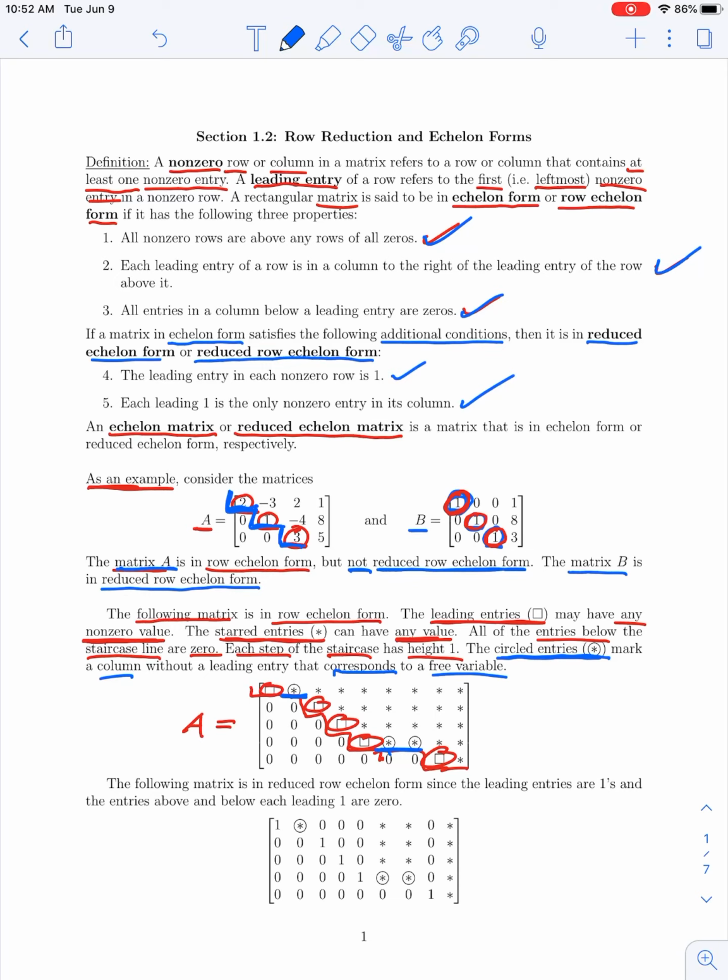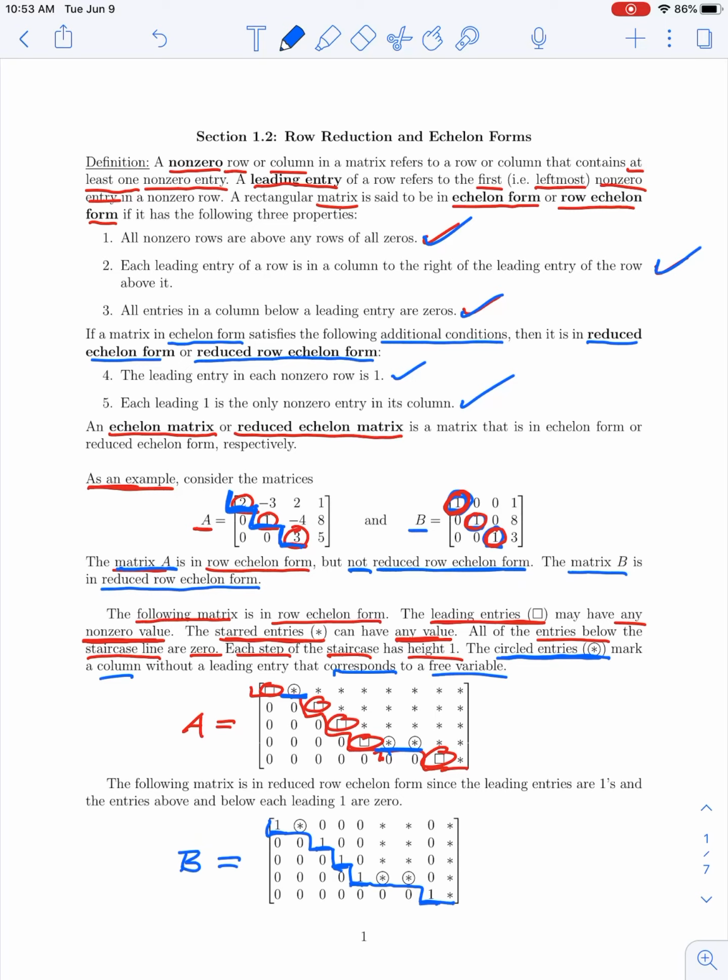So as a little more general example of a reduced echelon matrix, let's consider the following matrix B. So here, this is in reduced row echelon form. Notice that each of the leading entries in our row is a 1. And so we have this staircase pattern for our matrix. The height of each step is 1. And we see that we've got all zeros below that staircase line. So we have a matrix which is in echelon form.